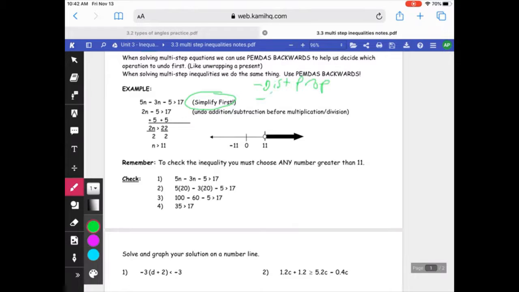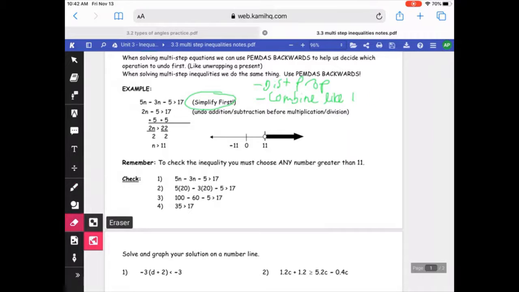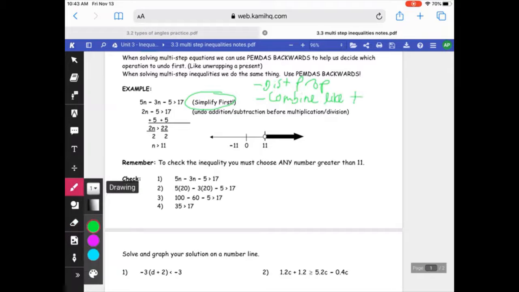And we may have to combine like terms. Okay, in that order. We're always going to do the distributive property first, and then we're going to combine like terms. So now, in this example right here, there is no distributive property to do, but we are going to combine like terms.